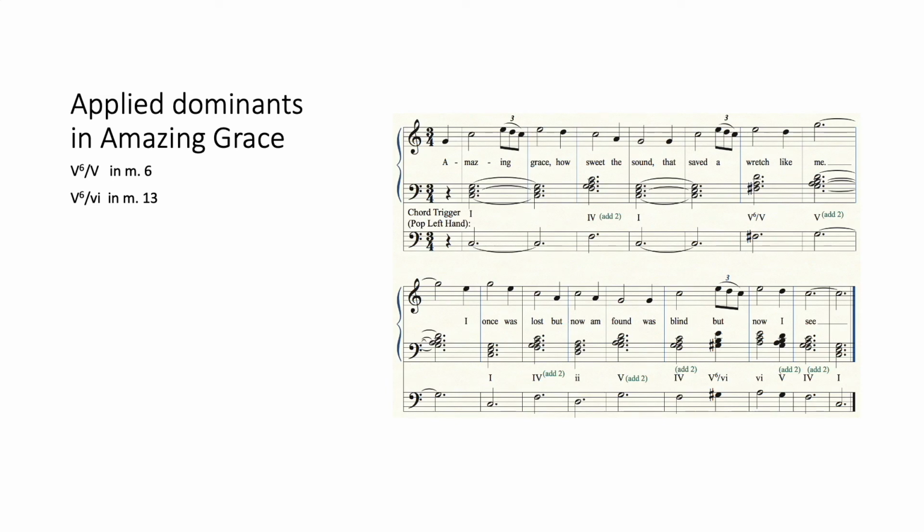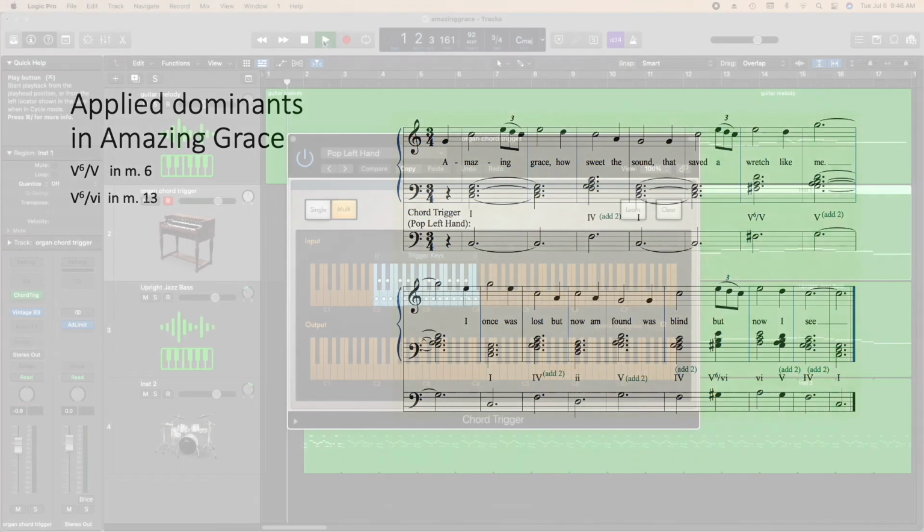We can hear an applied dominant in measure 6, which is the 5 of 6 chord, a D major chord which resolves to the 5 chord in measure 7, and we can hear an applied dominant in measure 13, the 5 of 6 chord, a dominant sounding chord which resolves to the submediant chord in measure 14.